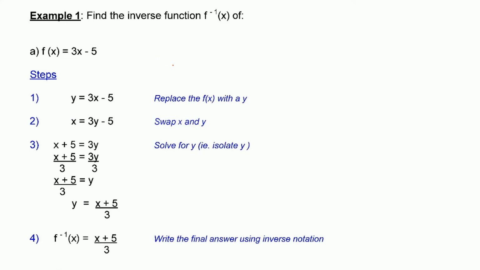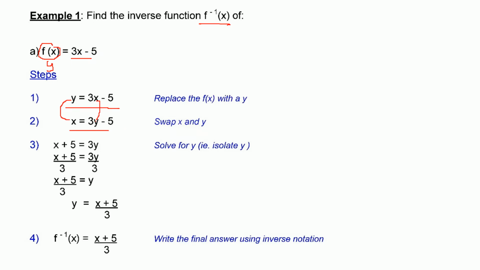Let us take an example. We have to find the inverse function f inverse x, and this function is 3x minus 5. So we'll start with these steps. First, we have to replace this f(x) by y. So now y equals 3x minus 5 is the first step. Now we have to replace x with y and y with x. So this y will become x and this x will become y. So this is now the second step.